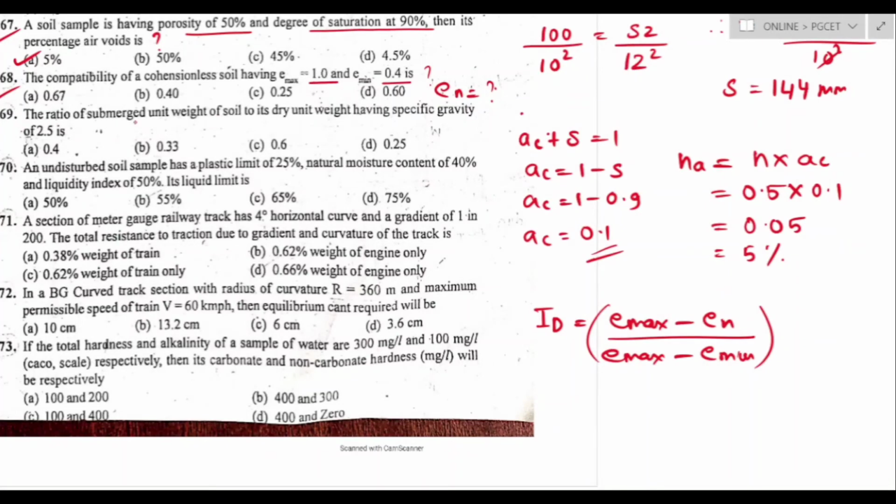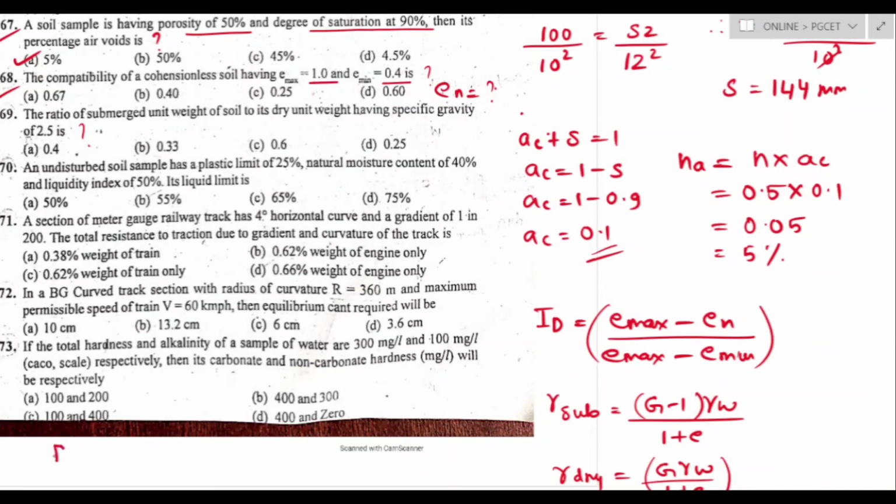Question number 69. The ratio of submerged unit weight of a soil to its dry unit weight, having specific gravity 2.5, is? We know that the submerged unit weight of the soil is given by G minus 1 into gamma W divided by 1 plus e, and the dry unit weight of the soil is given by G into gamma W divided by 1 plus e.